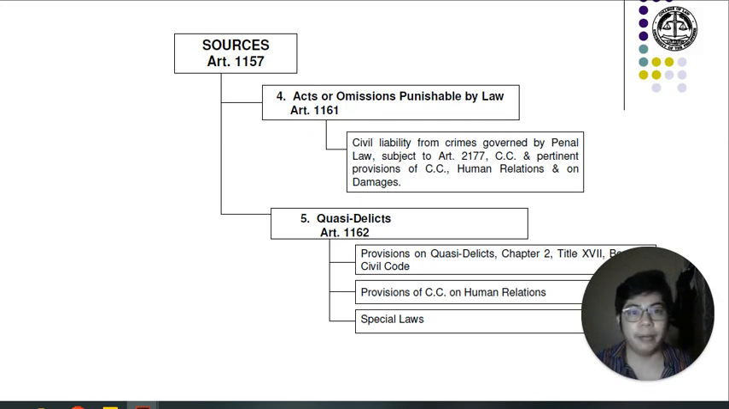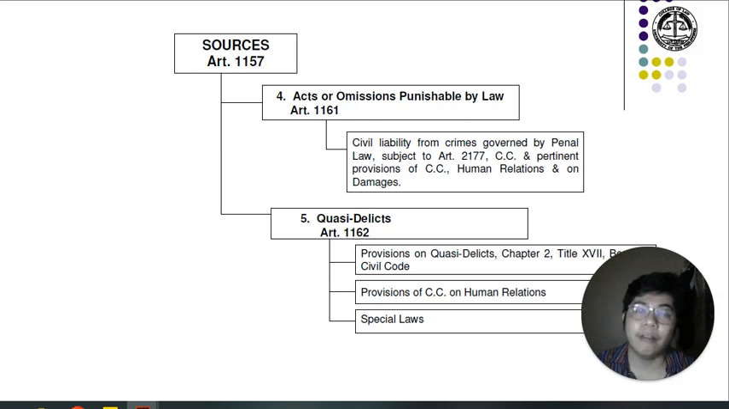So, the point here is that the contract is still with consent, even if there is no observance of formality, even if you require it, not for validity but for enforceability in the courts. These are still valid contracts. Example, oral contracts like a contract of sale need not be in writing because it is consensual in nature.